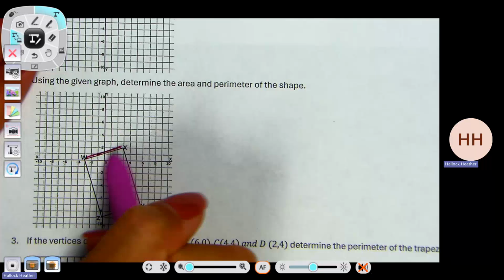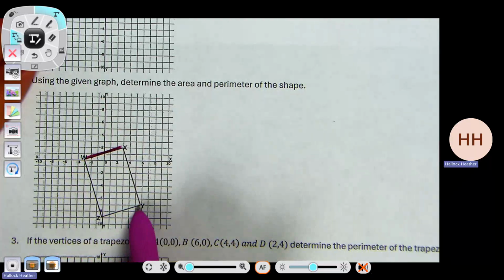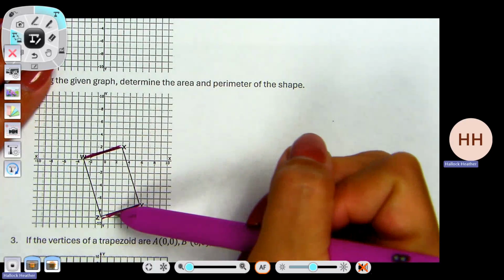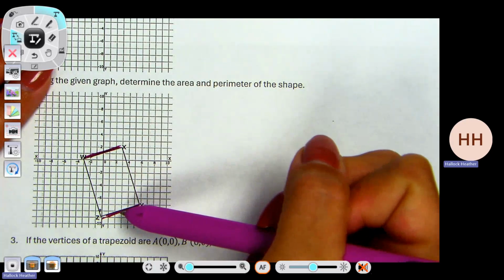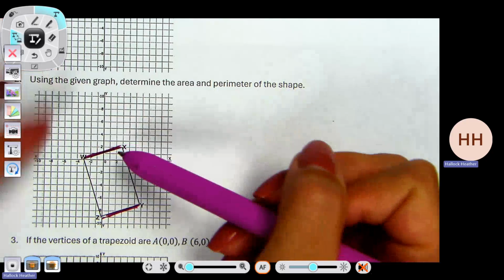So I'm going to use X and Y. I'm not going to use Y and Z. You could use Y and Z, but Y and Z are further away from 0, 0, and they're negative. So I don't really want to deal with the negatives. So I'm going to use the positive numbers. So let's use X and W.